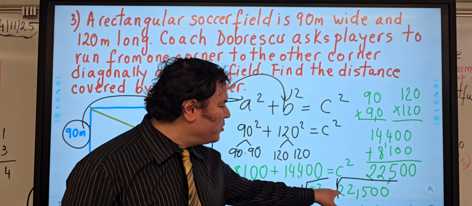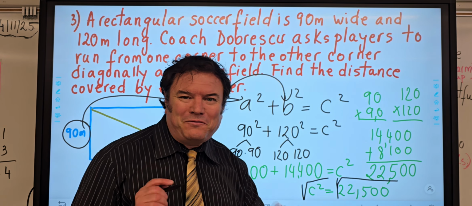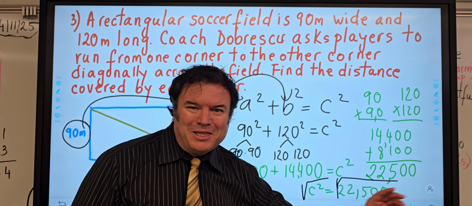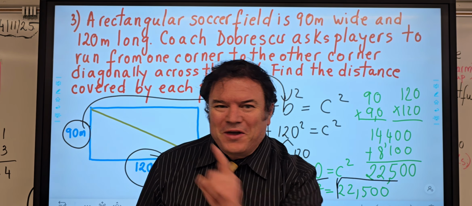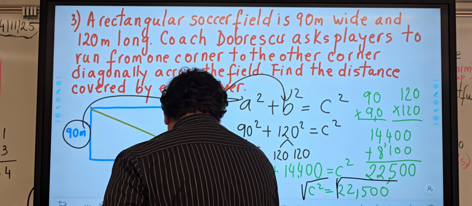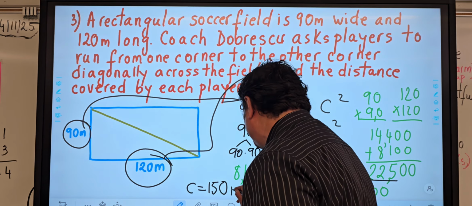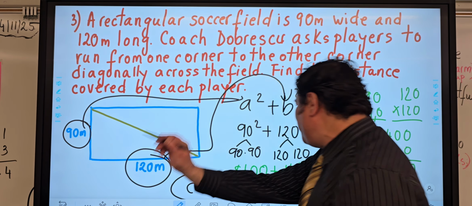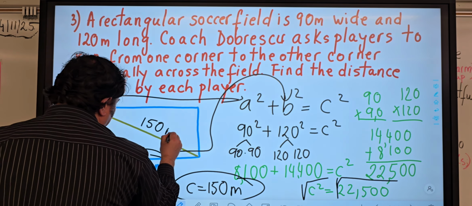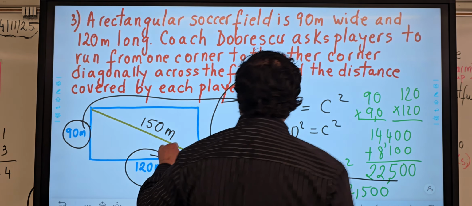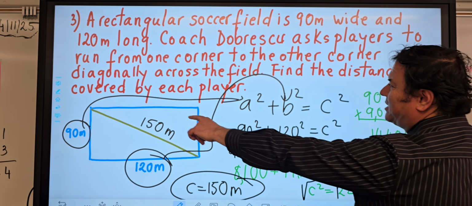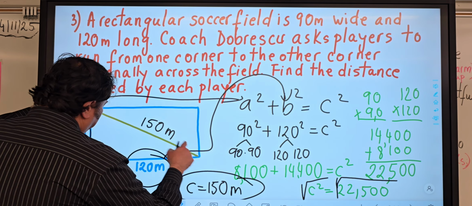If we square root 22,500, we know that the square root of 225 is 15. Remember that? And we need to follow by 2 zeros. So the answer is 150. So c equals 150, and that's going to be meters. 150 meters is our answer. That's the answer, folks, right there. So the players had to run 150 meters.